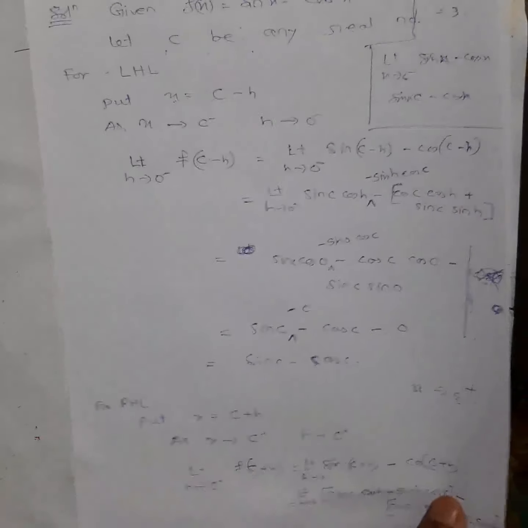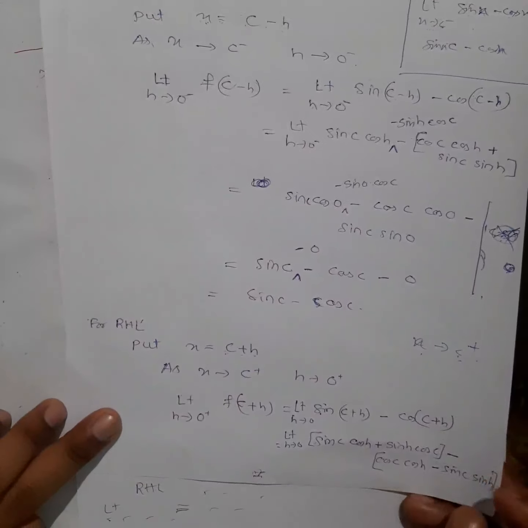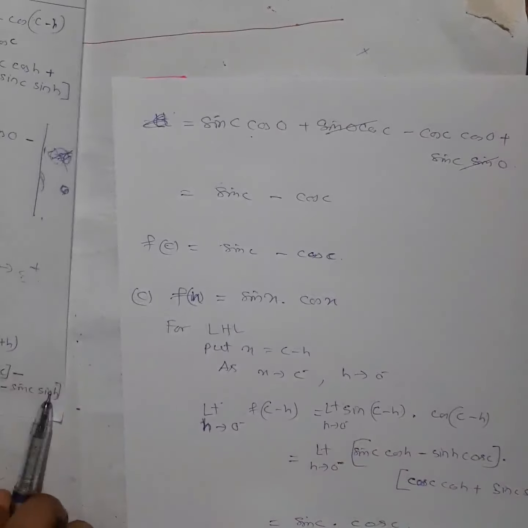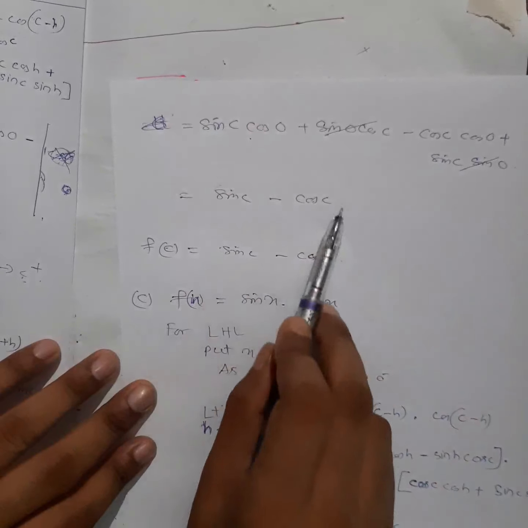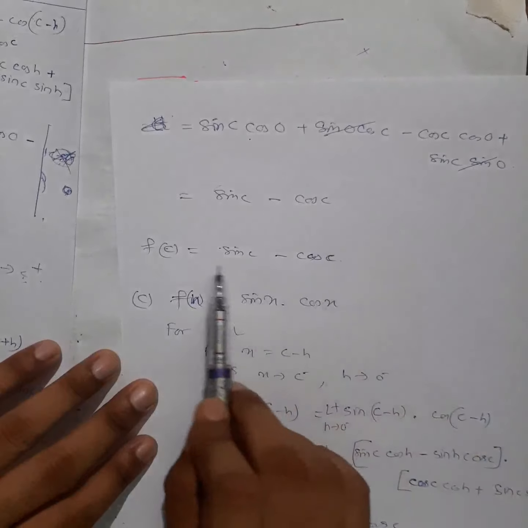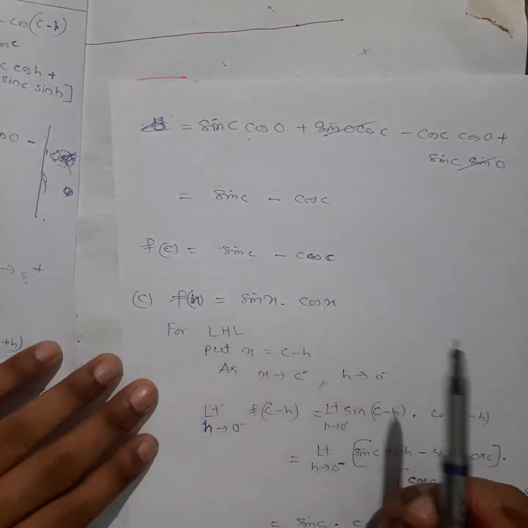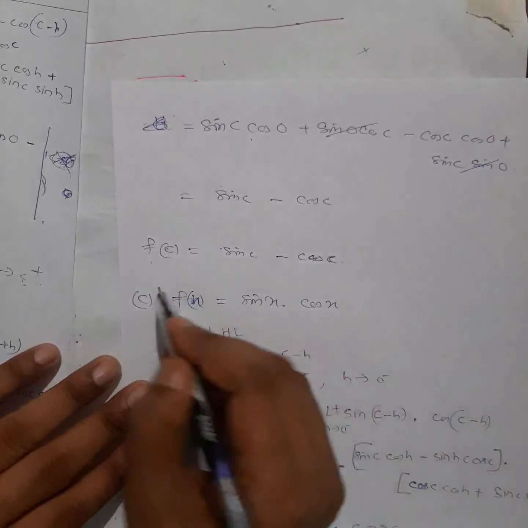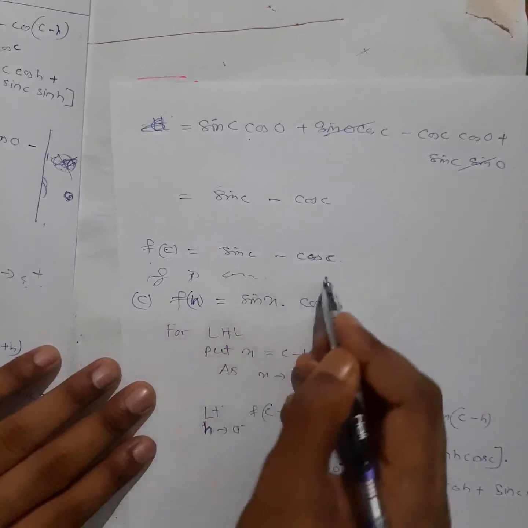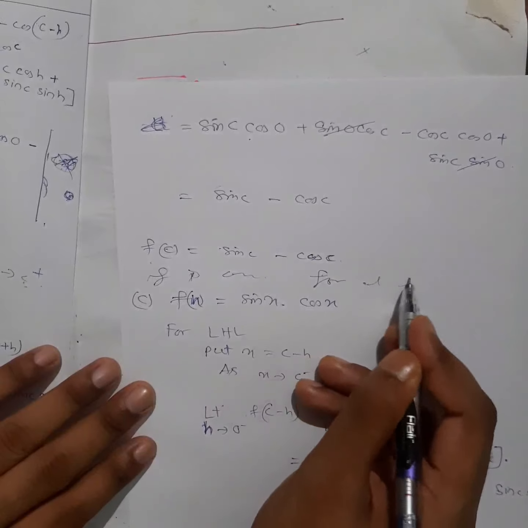In the same way you solve it, you can write it down like this also. After this step I have used the identity and then put 0 in place of h. So I got sin c minus cos c here also, and f(c) is sin c minus cos c. So the left hand limit, right hand limit and f(c) are equal, so this is a continuous function. So you can write f is continuous for all real numbers.